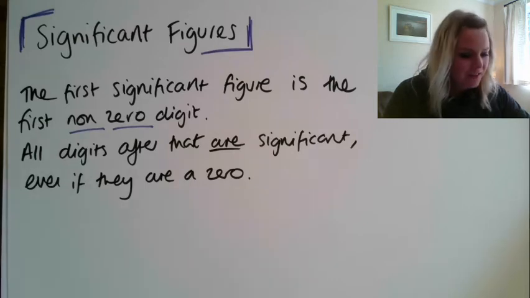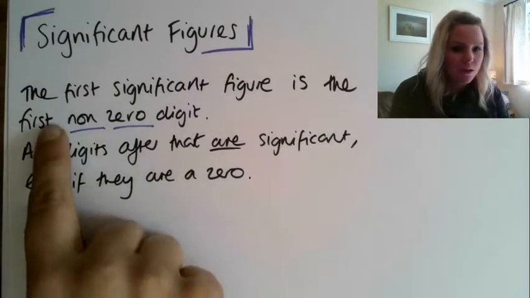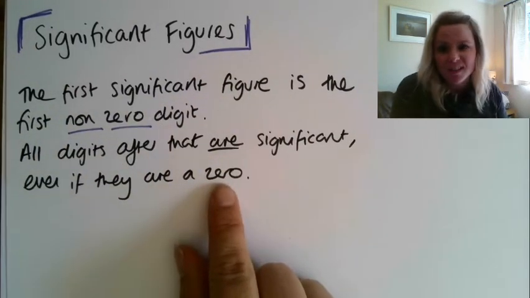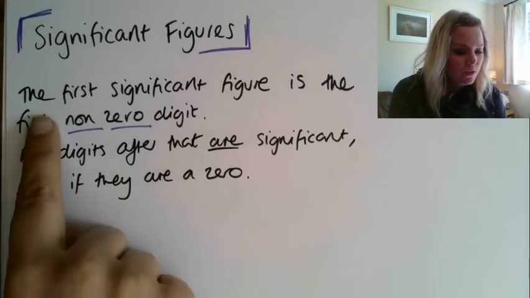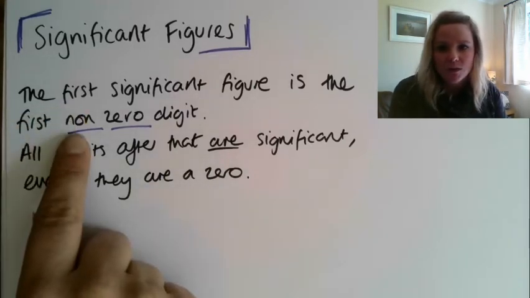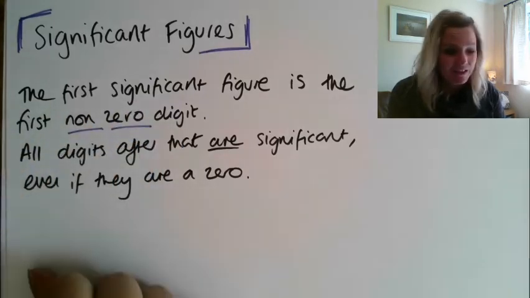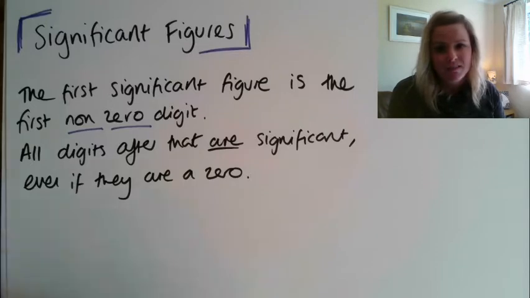Right, on to significant figures. All numbers will have so many significant figures in them, and this is the rule for how we know what is a significant figure or not. The first significant figure in a number is the first non-zero digit, and all digits after that are significant, even if they are a zero.